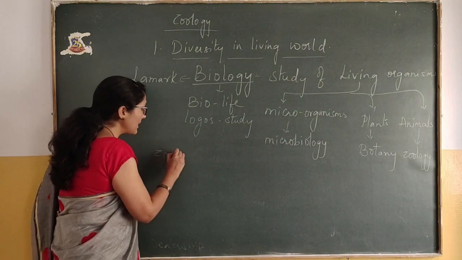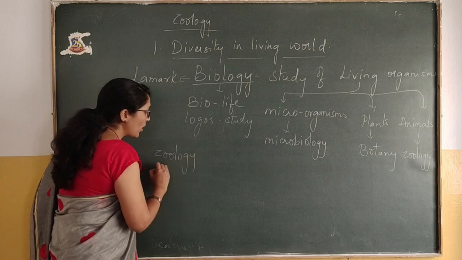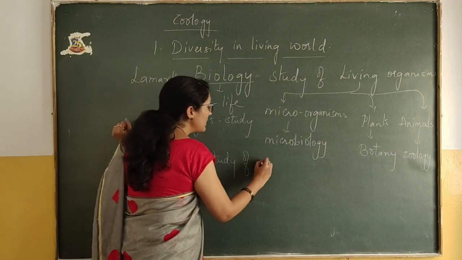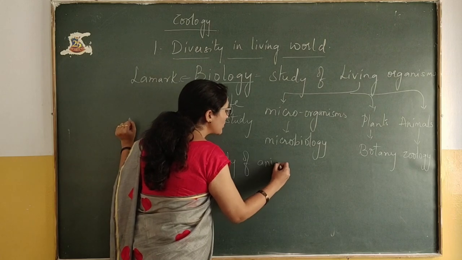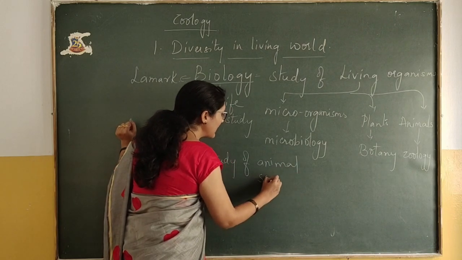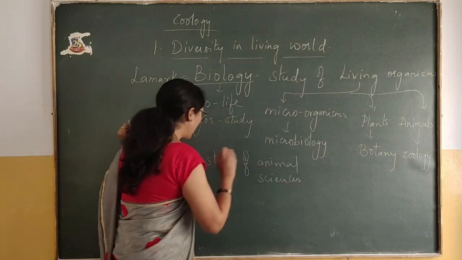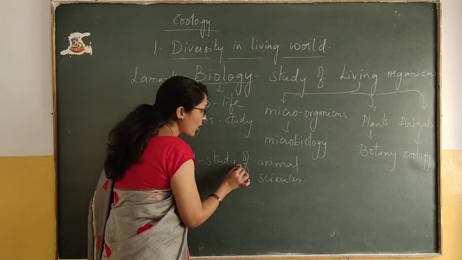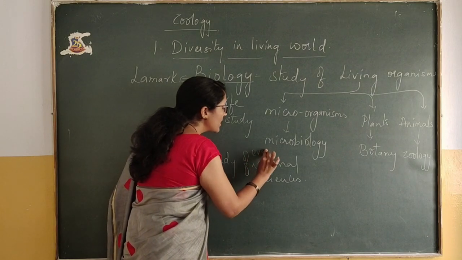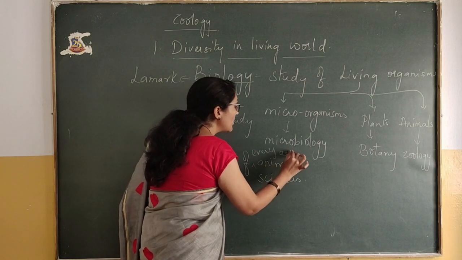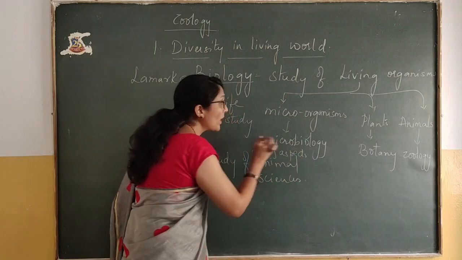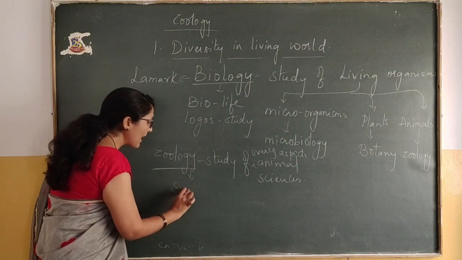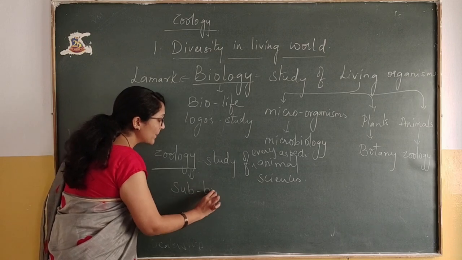Exactly what is the meaning of zoology? It is the study of animal sciences. Every aspect of animal sciences will be studied under zoology. All the aspects cannot be studied under one branch, so zoology has been divided into some sub branches.